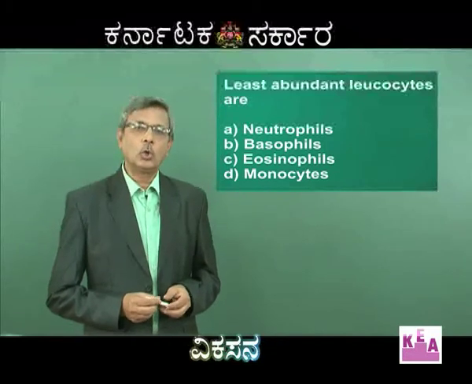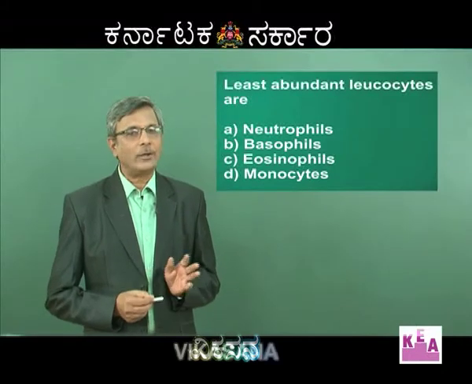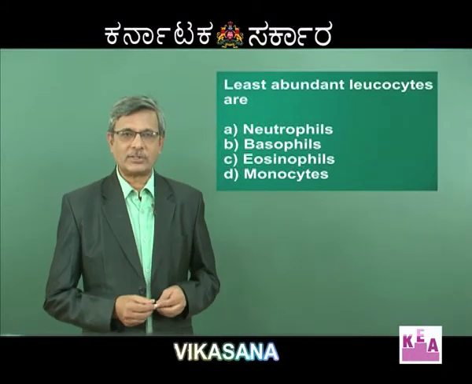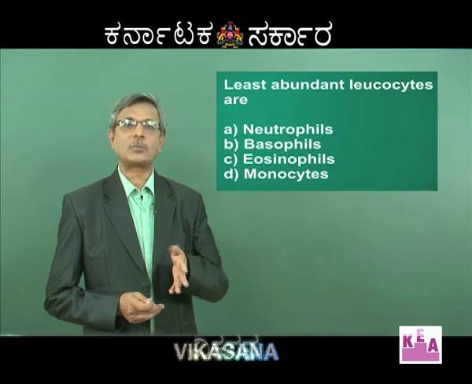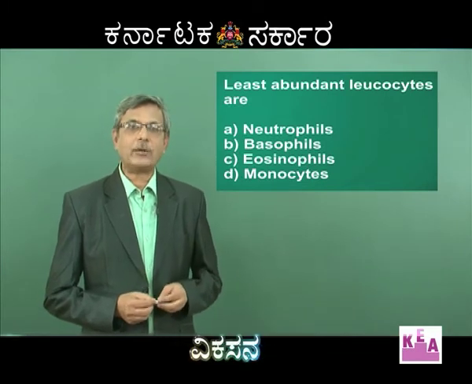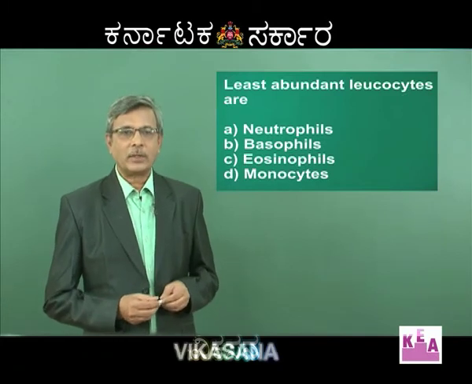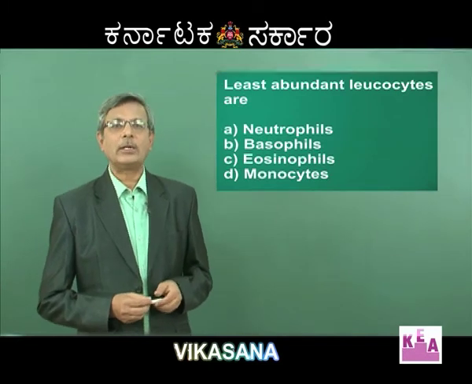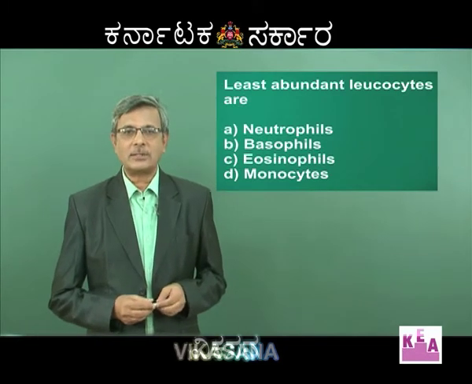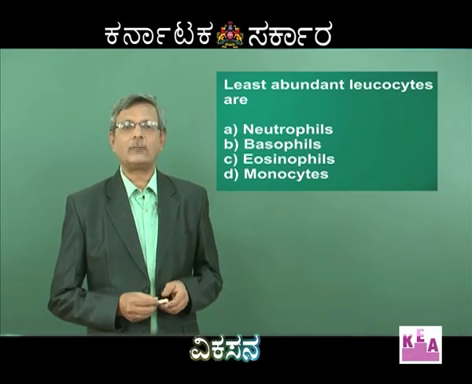You know, leukocytes are broadly classified into two groups, granulocytes and agranulocytes. Granulocytes means the ones which have cytoplasmic granules. Agranulocytes have no cytoplasmic granules. Granulocytes include neutrophils, basophils and eosinophils, whereas agranulocytes include monocytes and lymphocytes.